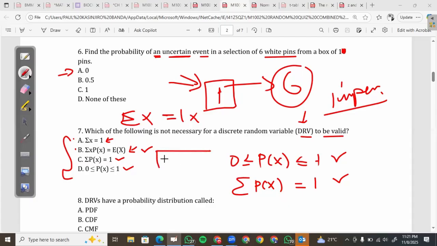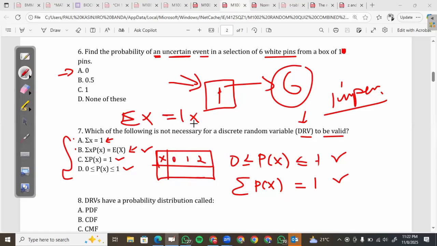Because remember when we draw a table, the distribution of a discrete random variable, we can say x is 0, 1, 2. So when we sum all these, they're not always equal to 1. So this is false, and we're going to pick it as the answer. The summation of all the x is not necessarily going to be equal to 1. Unless you just have two x values, 0 and 1, then they'll sum to 1. But if you have 0, 1, 2, 3, they won't sum to 1. So option A is not necessary for a discrete random variable to be valid, and we pick it as the answer.